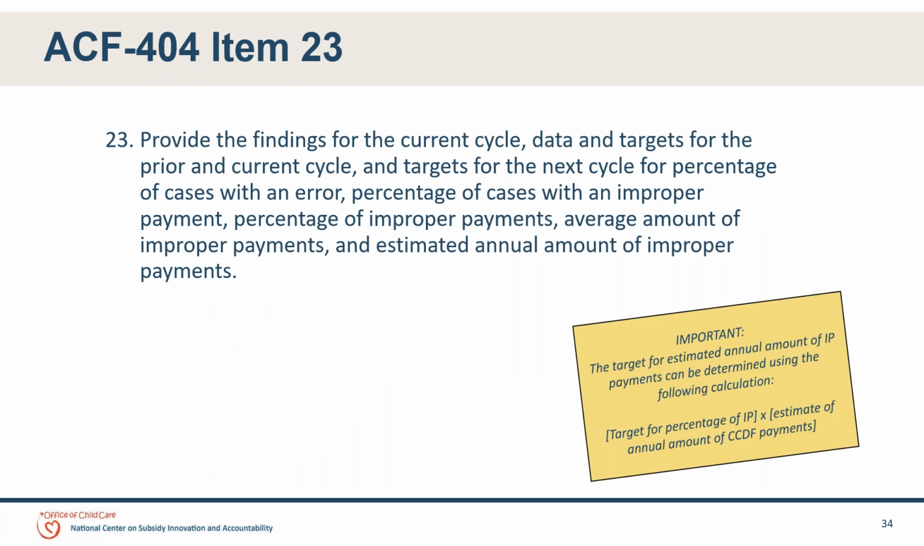Right, item 23. This is another item that has just a lot of information. Here you will provide your findings and targets for the current cycle and your last cycle, and also future targets for a series of error measures, including percentage of cases with an error, percentage of cases with an improper payment, percentage of improper payments, average amount of improper payments, and estimated annual amount of improper payments. So again, it's a lot of data, but most of it is going to be set up for you. I'll show you that in the next slide.